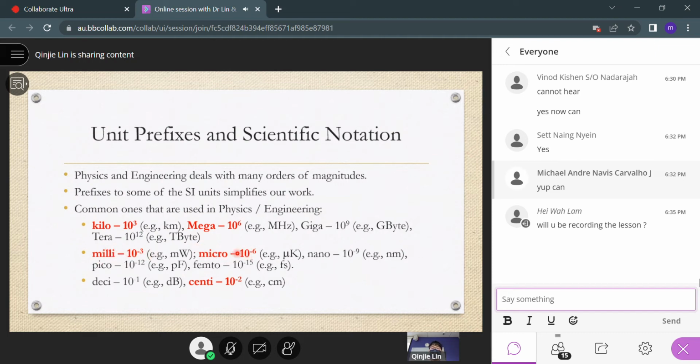Micro is 10 to the power minus 6. Those I put in red we'll see more often. So for centi, it's actually 10 to the power of minus 2. That's why we will hear of centimeter. So cm, the centi is actually a prefix. It means 10 to the power of minus 2. That's why 1 meter is 100 cm.